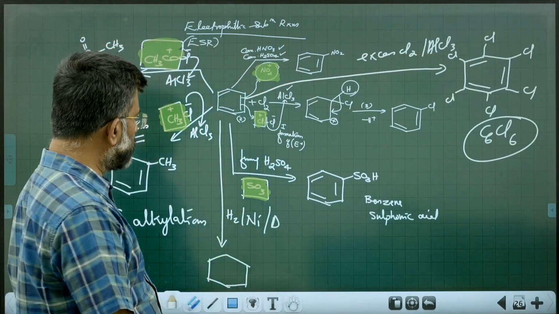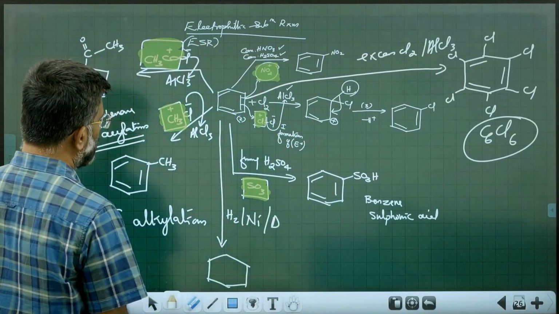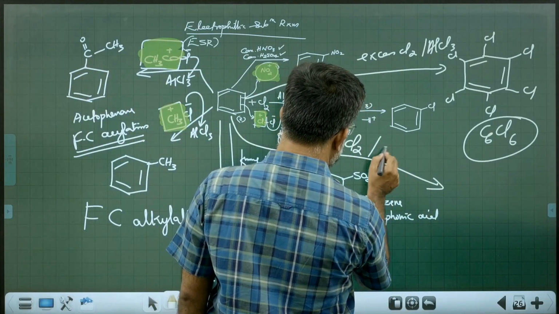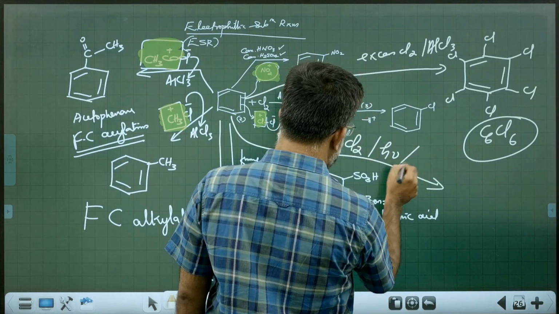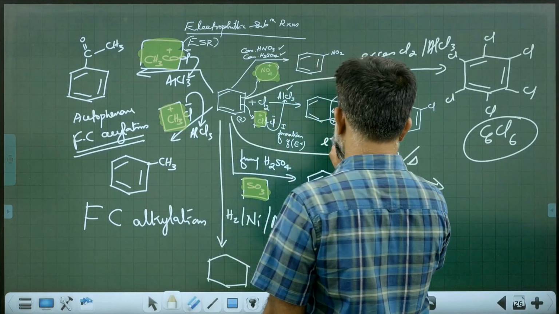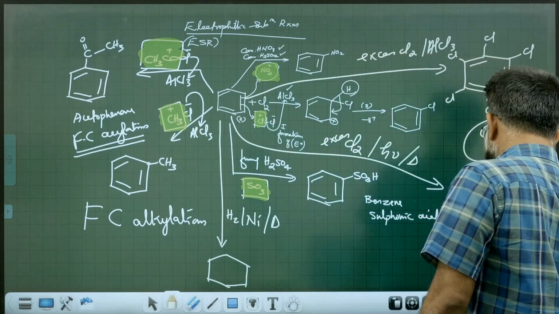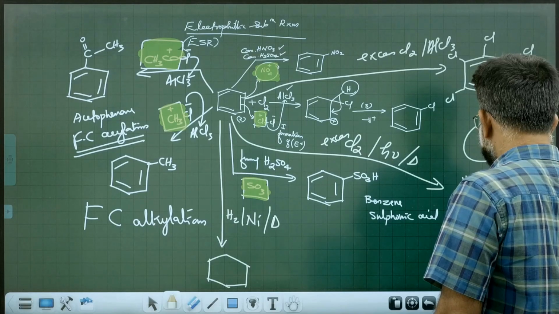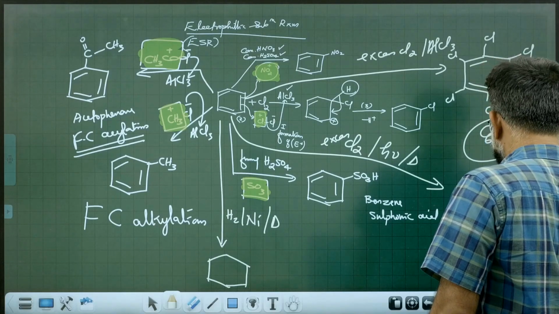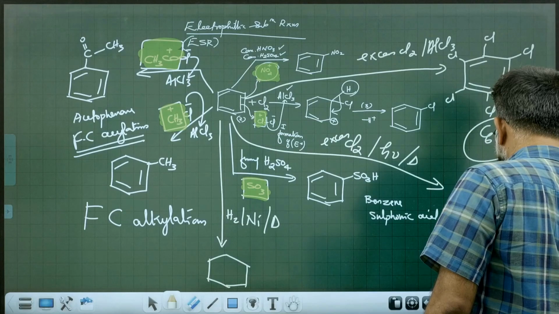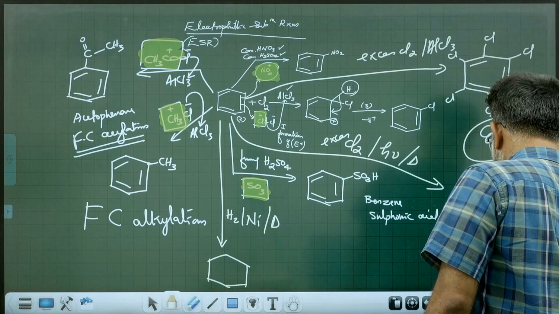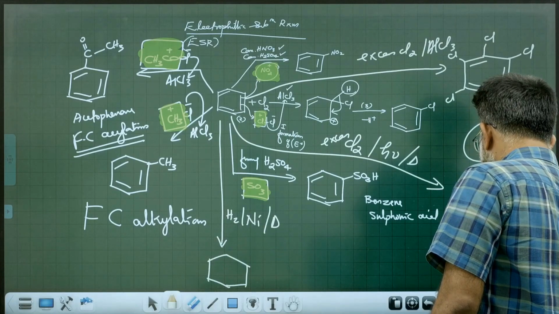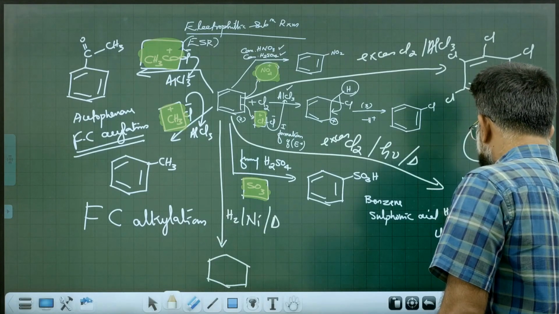Or at times there is another reaction. Benzene is treated with chlorine in the presence of light or heating, in excess, and you get another important and very popular product. There the chlorine is getting added across the double bond. You get a molecule like this. This is called BHC, benzene hexachloride.